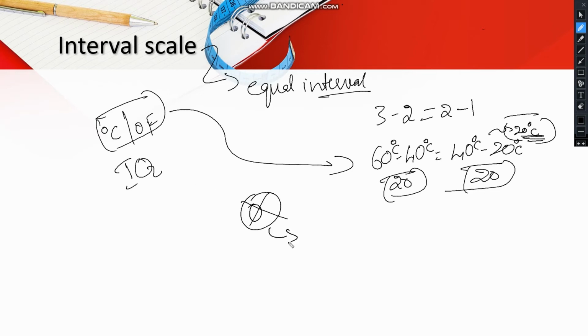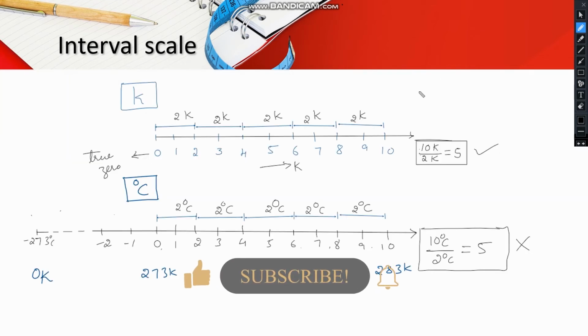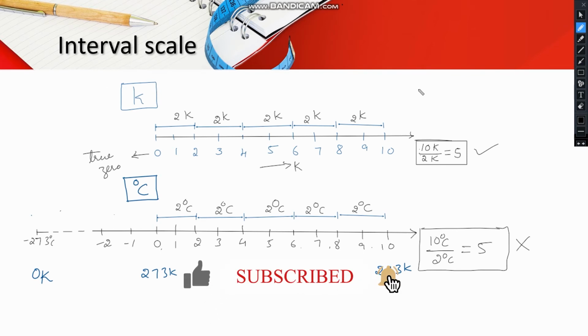Because of this, we can't multiply or divide the values of interval scale. Of course, we can add or subtract the values of interval scale since they have equal interval. Now we will see why we can't multiply or divide the values of interval scale.